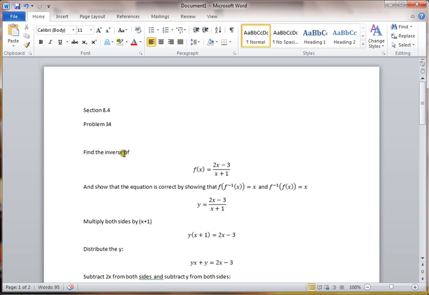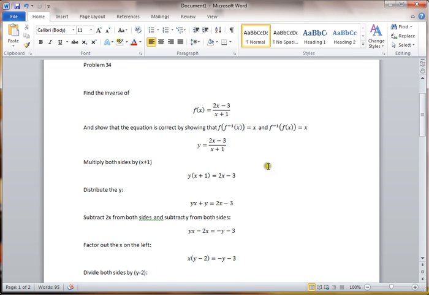So the problem statement says to find the inverse of this function and then show it's correct by doing both sets of the composition and showing that they simplify to be just the identity function, which is x. I'll only be doing one of these two, but when you do your homework, if you choose to do one of these kinds of problems for your worked out homework, please do both of these compositions and show it. But you can see these can take a little bit of time to complete.